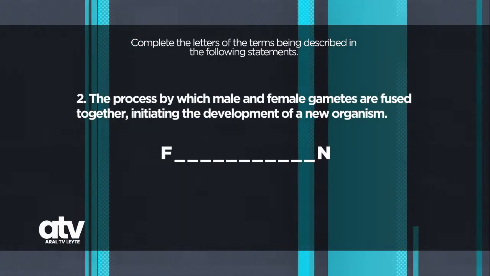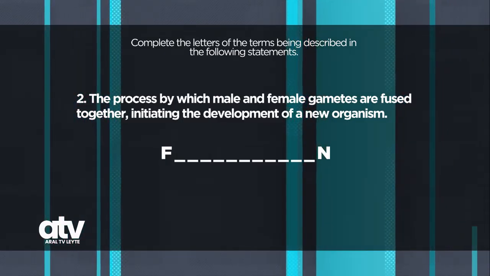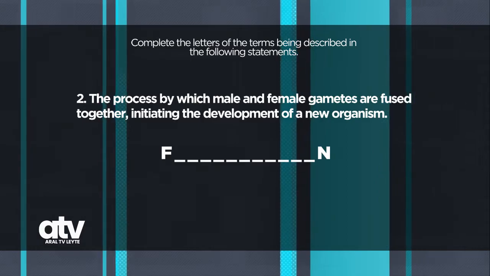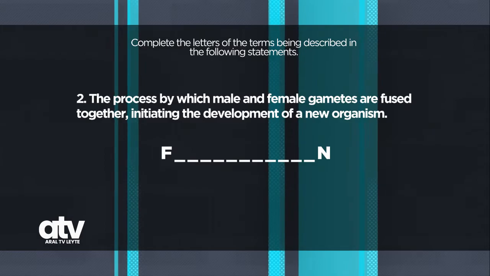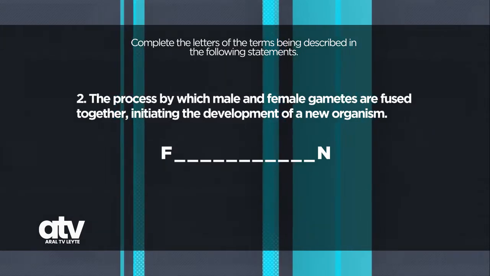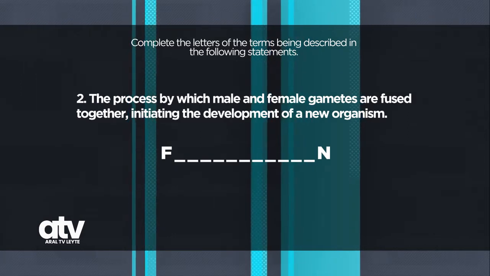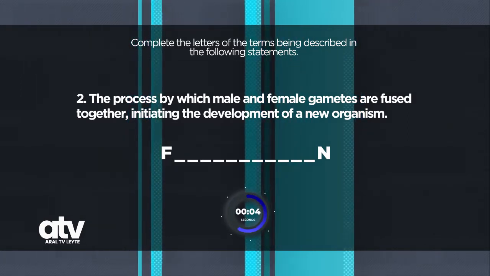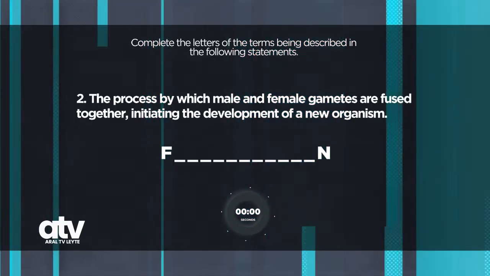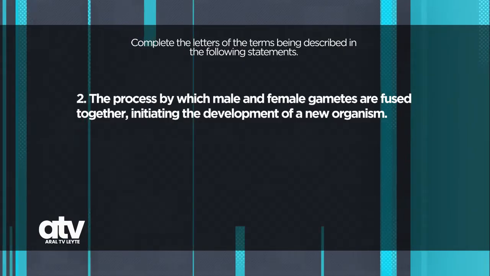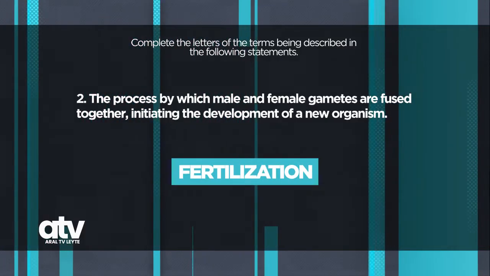Number 2. The process by which male and female gametes are fused together, initiating the development of a new organism. It has 13 letters that starts with letter F and ends with letter N. What is the term? You got it right. It's fertilization.